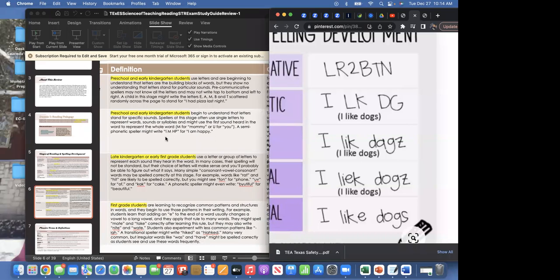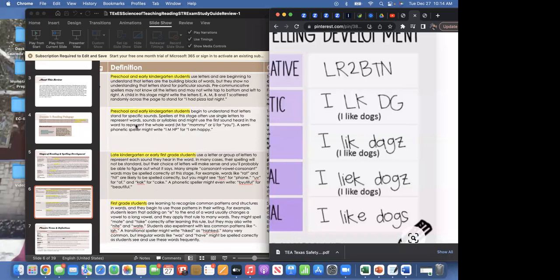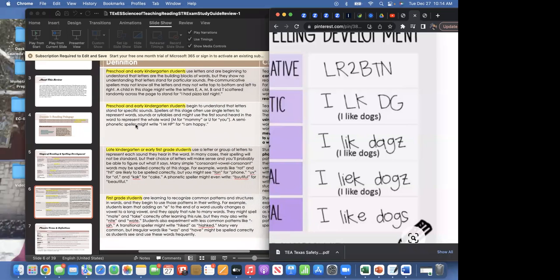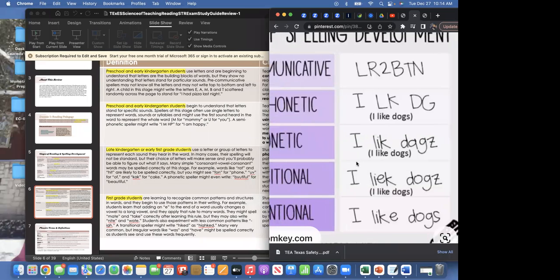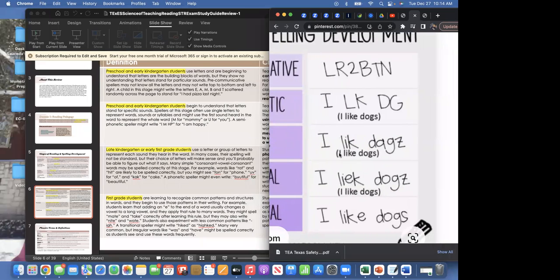So then you have the phonetic stage, which is late kindergarten and early first grade. The phonetic stage is going to be really close to the way that it sounds. I like lick dogs. So late kindergarten and early first grade students use a letter or a group of letters to represent each sound that they hear in the word.